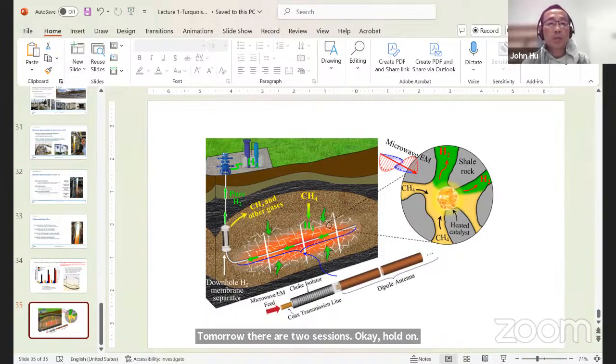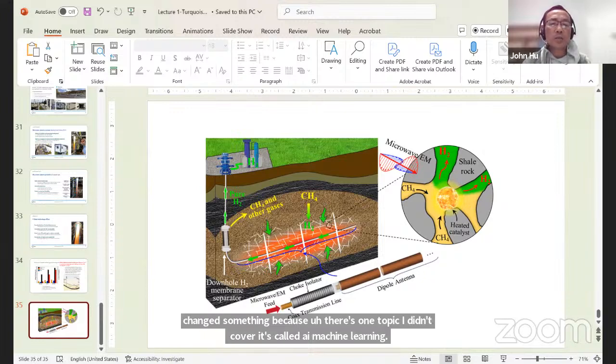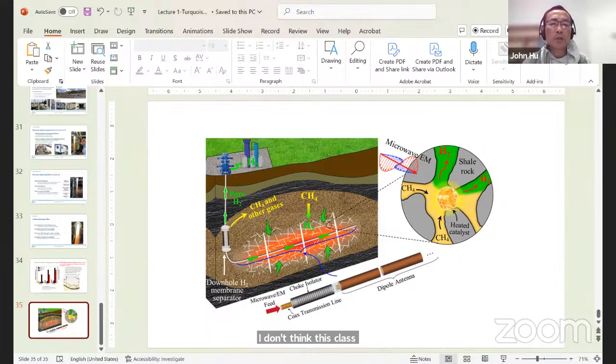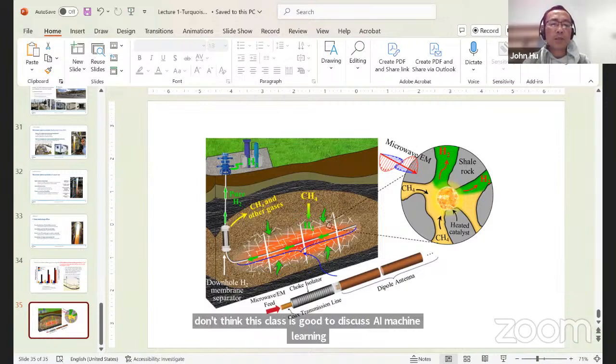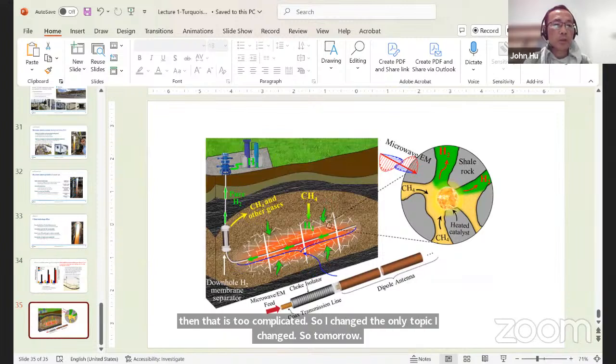I need to look at the lecture I prepared for tomorrow, because sometimes I change something, because there's one topic I didn't cover. It's called AI machine learning. I don't think this class is good for discussing AI machine learning. I only have one publication on AI machine learning, and it's too complicated. So that's the only topic I changed. So tomorrow, let me tell you what I'm going to talk about.